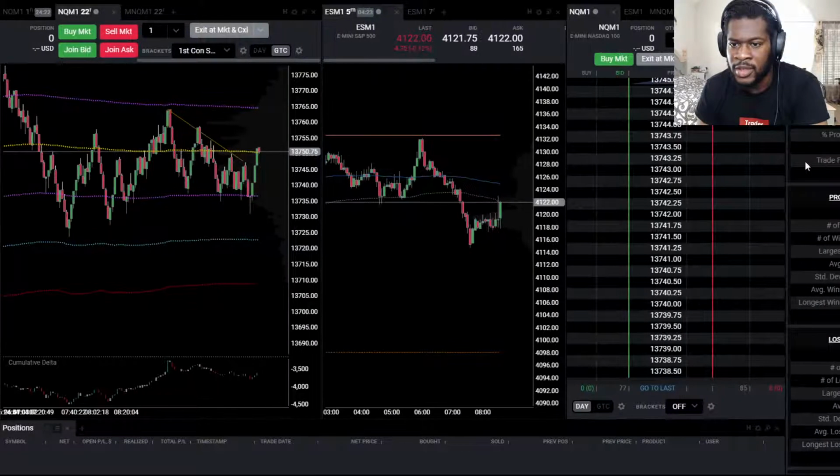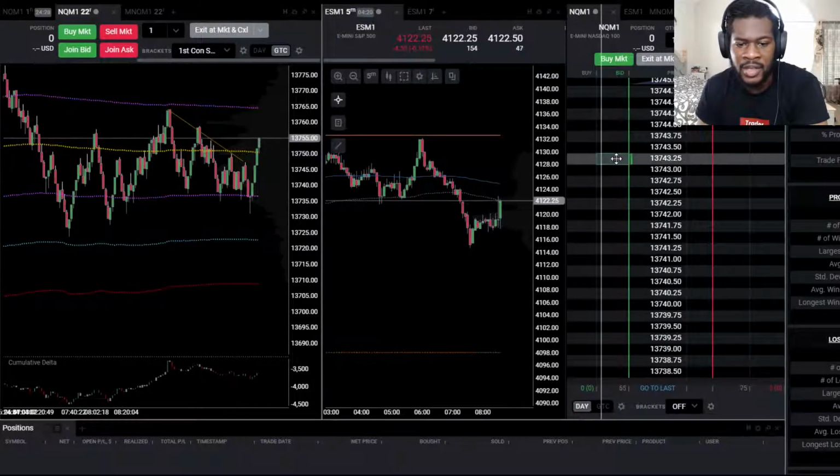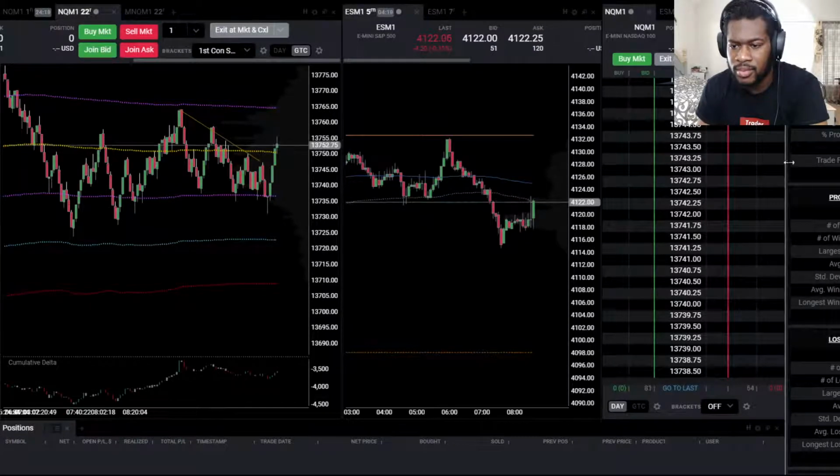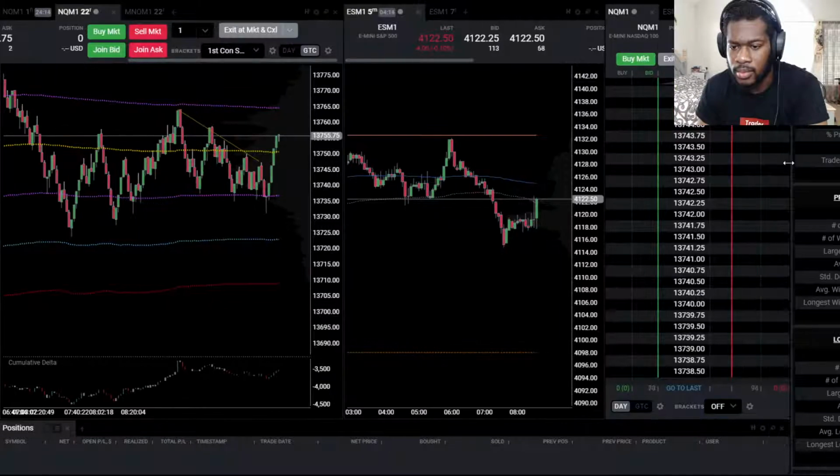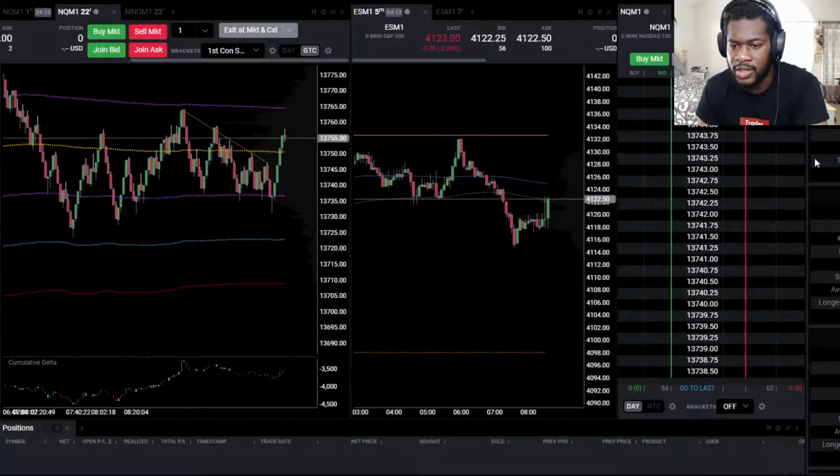I don't know what's going on with my screen. Looks weird again. I think the screen adjusted. Very strange.